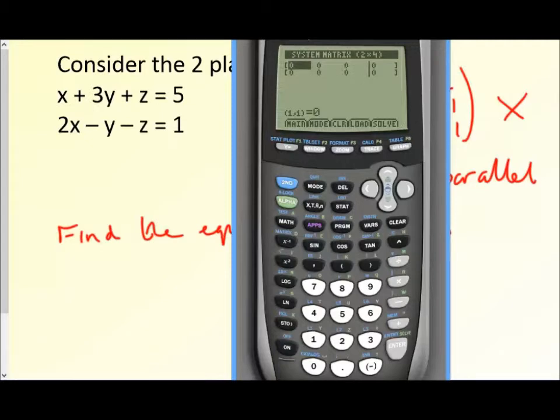Click on next, and we'll just put them in here. Now this is just a system for a matrix, and all you've got to do is put the coefficients of the equation in there: 1, 3, 1, and then 5 here, and for the second one 2, minus 1, minus 1, and 1. And the calculator will solve that for us if we press this button here.